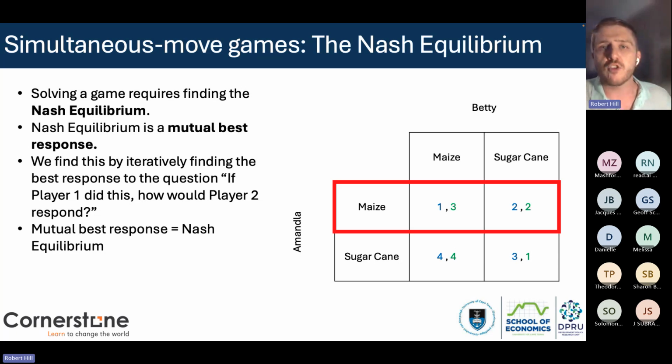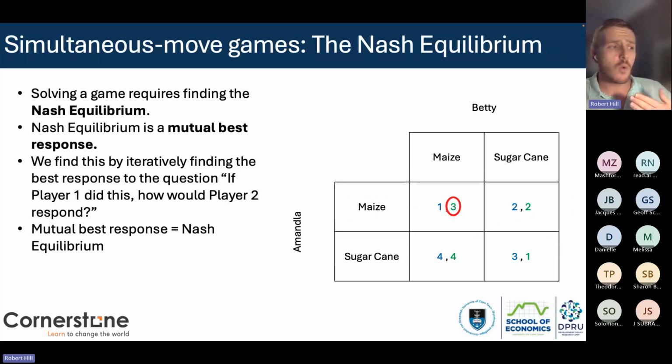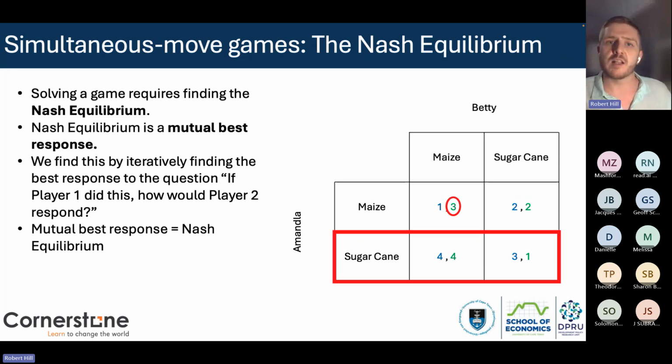So what I tell my students in first and second year is I say, draw a circle around your best response, or underline it, or highlight it, or I don't know, draw the Powerpuff Girls around it if you want. Just indicate that that is the best response in that scenario. Then we iterate and we say, well, we now know what Betty's best response would be if Amandla played maize. What would Betty's best response be if Amandla played sugarcane? And hopefully you can see again that Betty is choosing between playing maize and getting that 4, or choosing sugarcane and getting the 1.